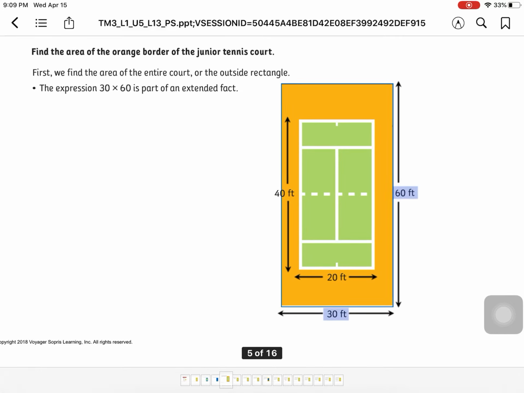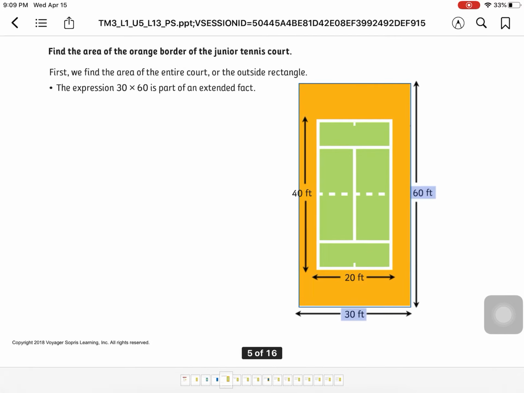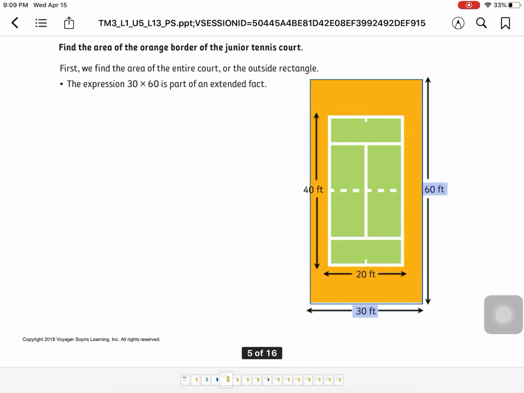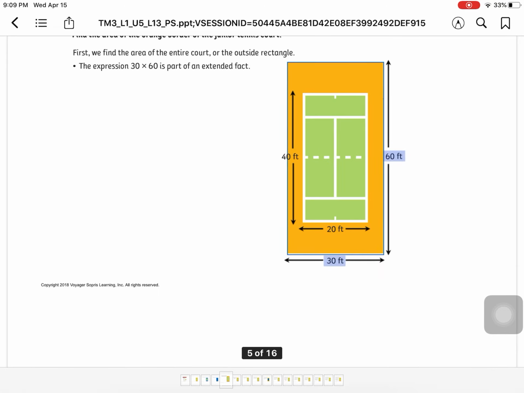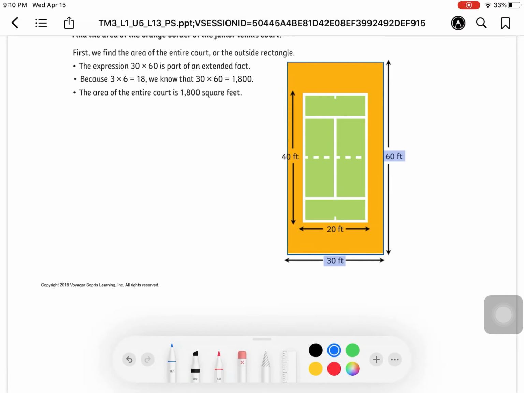Now we're trying to find the area of the orange border of this tennis court. So we have the whole entire court. We just did that. They're telling us again, same thing. Basic fact was 30 times 60, which we already said was 1,800. We did the math. We know that because 3 times 6 is 18, so we know 30 times 60 is 1,800. Now, the area of the whole court, which we already know, is, again, 1,800. They're just walking us through and explaining it.